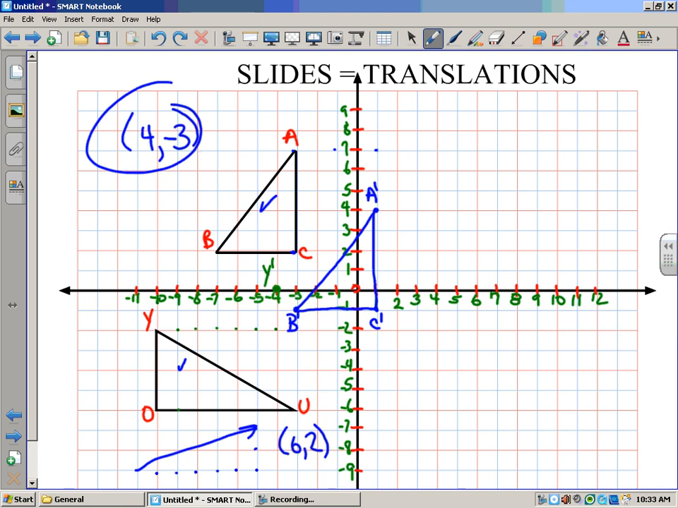We're going to go 6. 1, 2, 3, 4, 5, 6. And up 2. 1, 2. There is our new O coordinate. Call it O prime. And our last one, U. 1, 2, 3. Don't forget the axis. 4, 5, 6. Up 2. There's our new U prime. And you take your ruler. You draw it out. And there is your original triangle, YOU, translated 6, 2, but it was given to you as an arrow in your text.